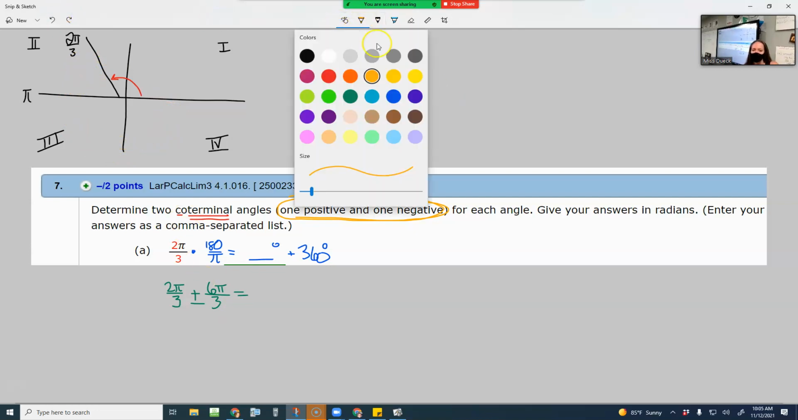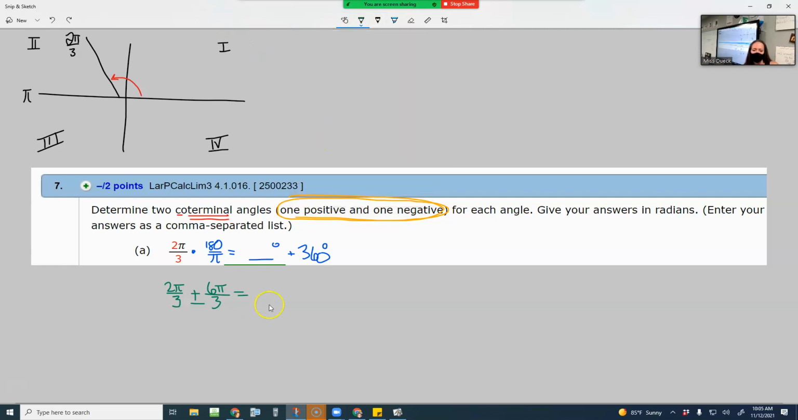Hey guys, what's 2 pi plus 6 pi, and they're both over 3? 8 pi over 3, that's going to be the positive one. And will I have a negative one by going the other direction? What's 2 pi minus 6 pi? Negative 4 pi over 3.